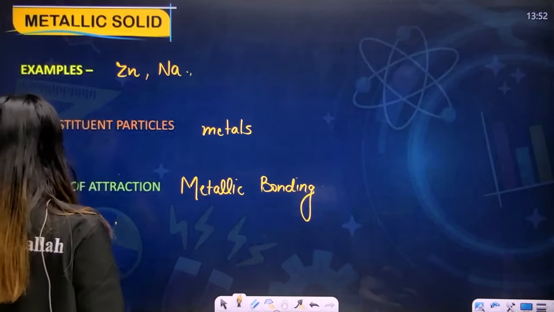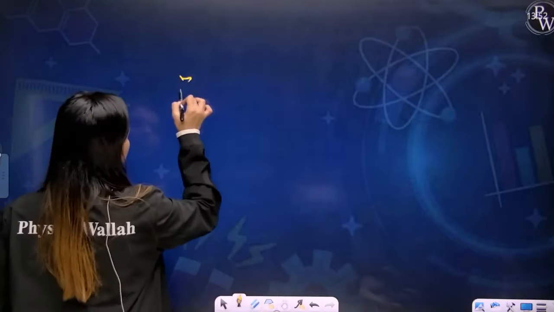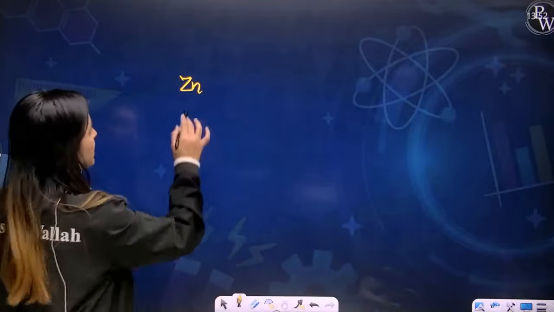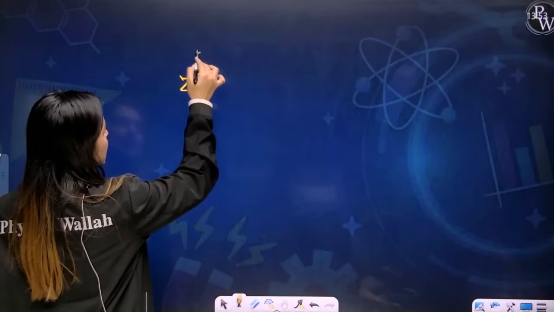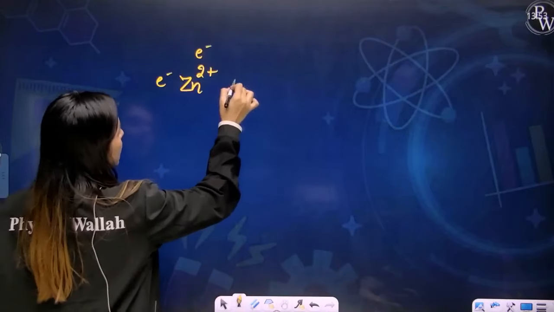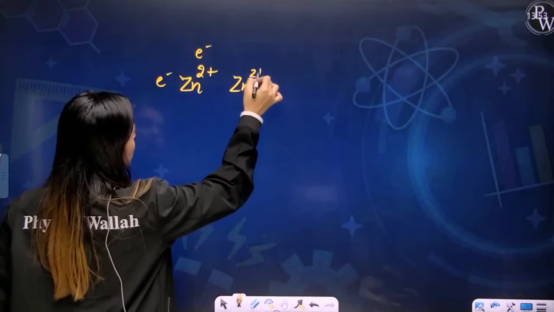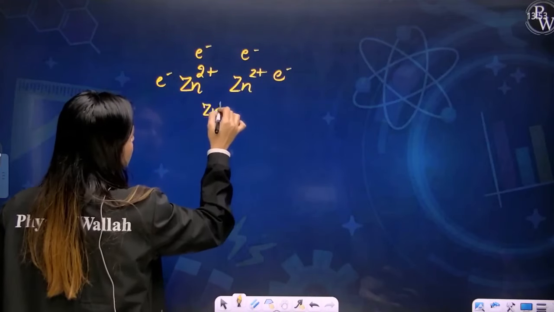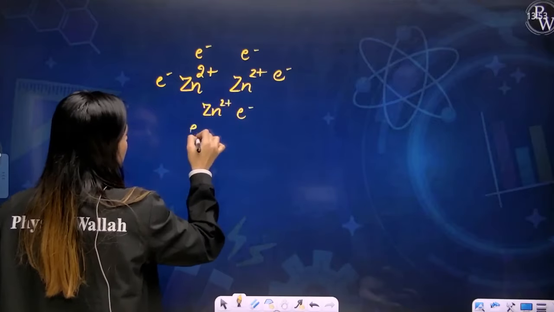So now, my dear students, to understand a metallic solid, let's take the example of zinc. Zinc is a metal, and since it is a metal, it has a tendency to lose electrons. So what does zinc do? Zinc loses 2 electrons, right? Let's say an electron is here and an electron is here. There you will have another zinc which will again lose 2 electrons. You will have electrons here somewhere. Let's say you have Zn2+ here, and it will lose electrons somewhere here.